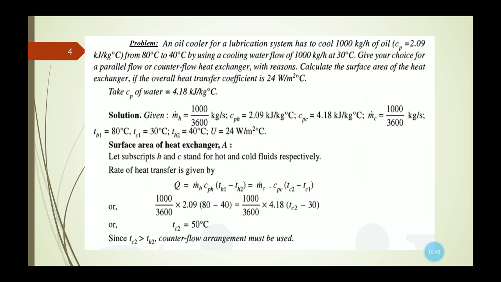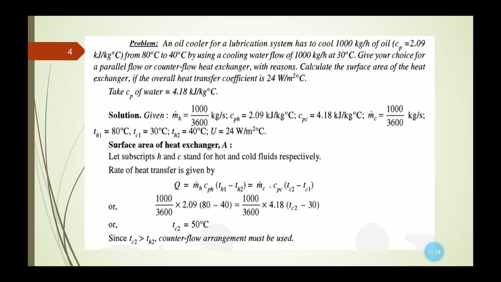So what does it say? An oil cooler for a lubrication system has to cool 1000 kg per hour of oil, its Cp is given as 2.09 kilojoule per kg degree centigrade, from 80 degrees centigrade to 40 degrees centigrade by using a cooling water flow of 1000 kg per hour at 30 degrees centigrade. Now, what is asked here is to give your choice of a parallel flow or counterflow heat exchanger with reasons.